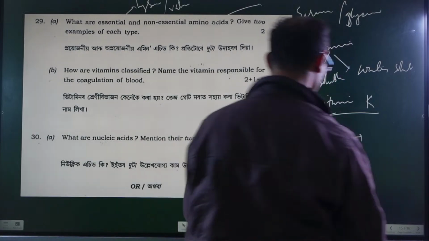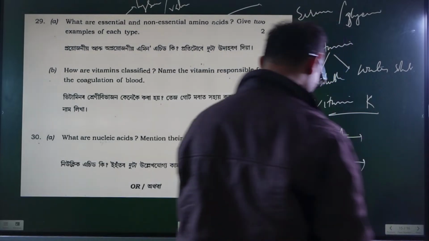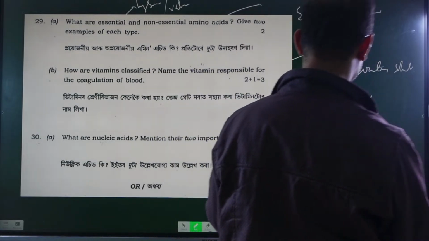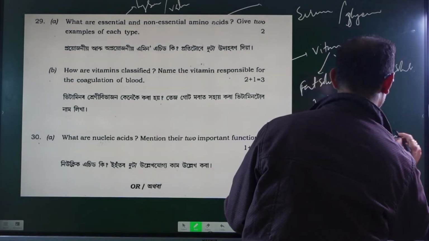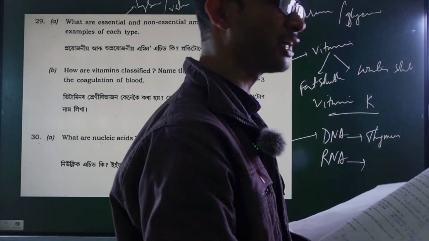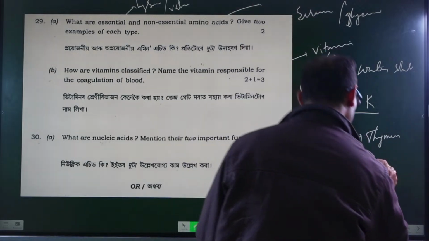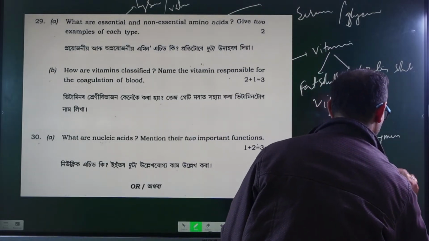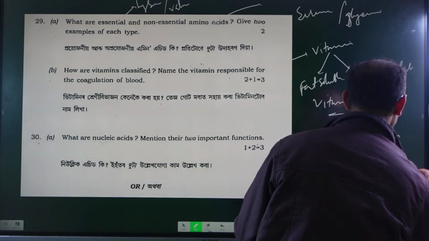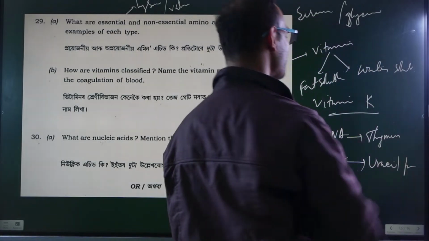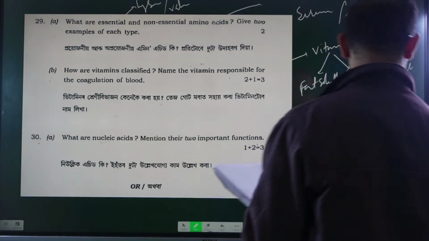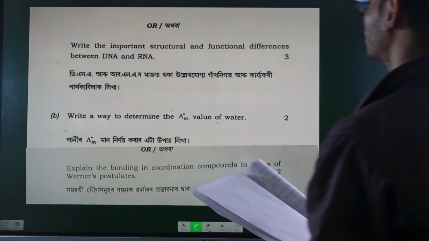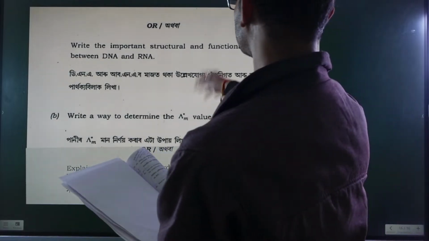Okay, so what is the basic difference? In DNA, thymine is present. The main difference is that in DNA, thymine is present along with adenine, cytosine, and guanine. But in RNA, uracil is present, along with adenine, guanine, and cytosine. This is the basic difference between DNA and RNA.